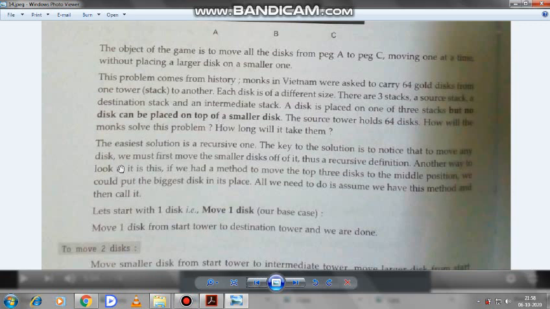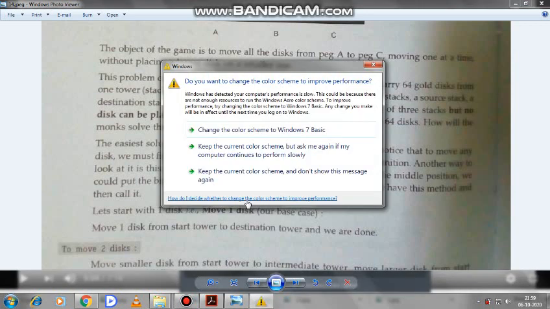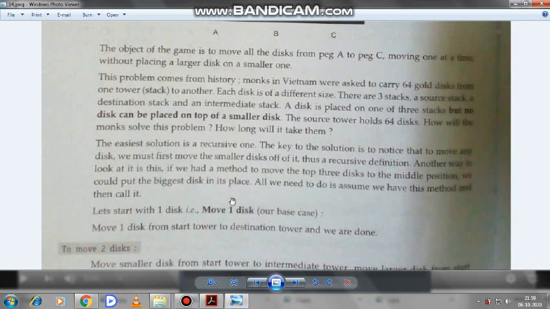Now the easiest solution for this is the recursive one. The key of the solution is to notice that to move any disk, we must first move the smaller disk on top of it. Thus, a recursive definition. Another way of looking at it is like this: if we had a method to move the top three disks to the middle position, we could put the biggest disk in its place. All we need is to have this method and then call it.